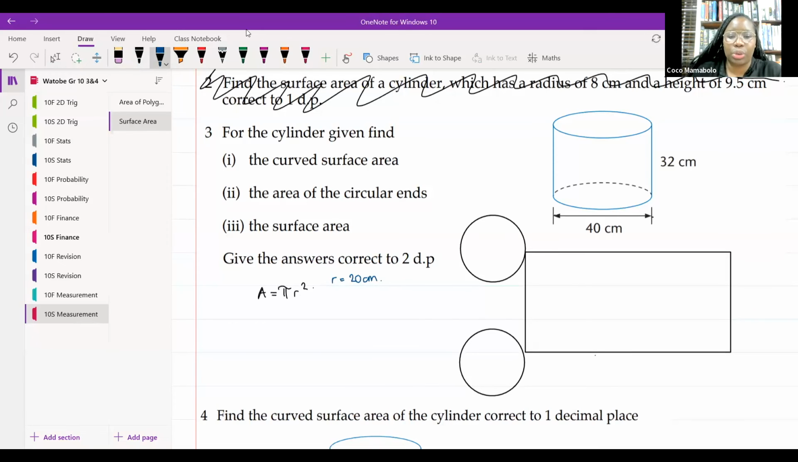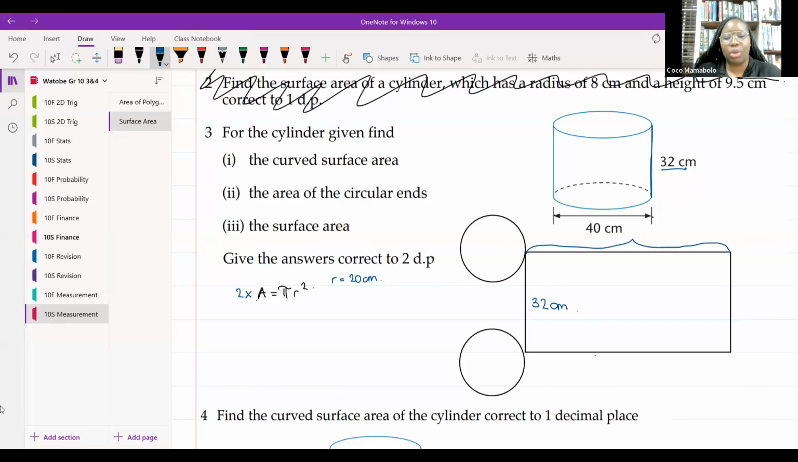Now, remember guys, 2 circles, so our answer times 2. Right. Now, here comes the tricky part. We know that the breadth of our rectangle is 32 centimeters. That means this part over here is 32 centimeters. How are we going to figure out the length?